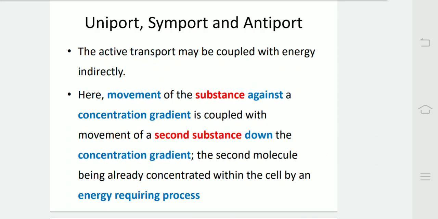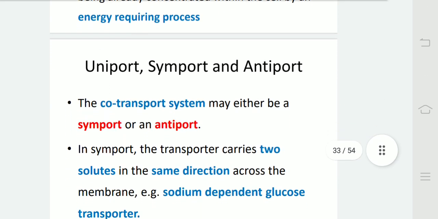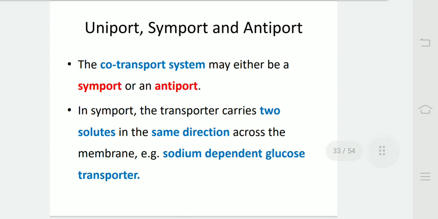Active transport may be coupled with energy indirectly. Here, movement of a substance against the concentration gradient is coupled with movement of a second substance down the concentration gradient, the second molecule being already concentrated within the cell by an energy requiring process. The co-transport system may be either symport or antiport.